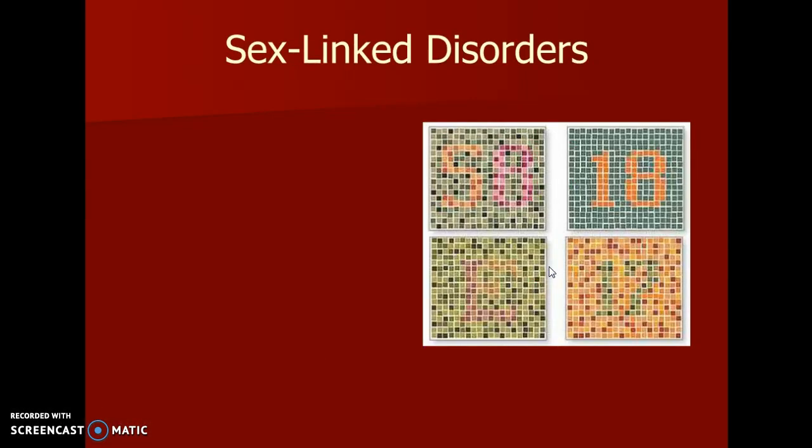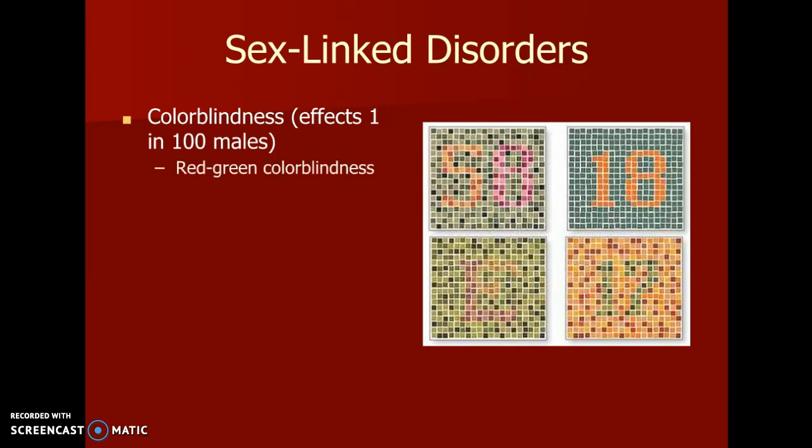So let's take a look at some traits in humans that are sex-linked disorders. And if you can see this over here and you can see the patterns in here, the first sex-linked disorder we're going to talk about is color blindness. It affects about 1 in every 100 males. All right, red-green color blindness or orange-blue color blindness, depending on what you see in here.